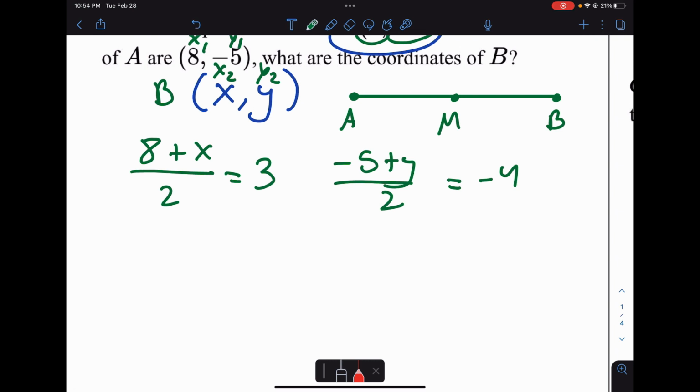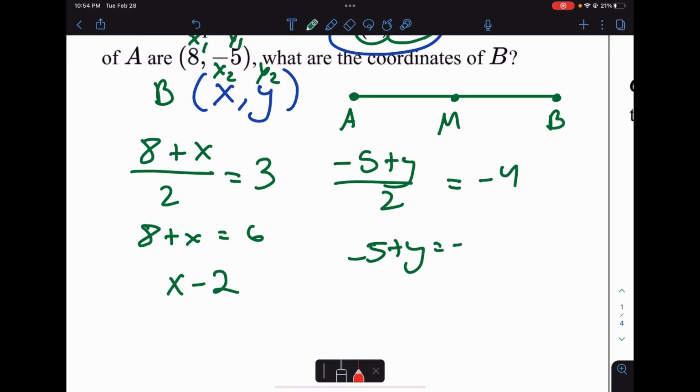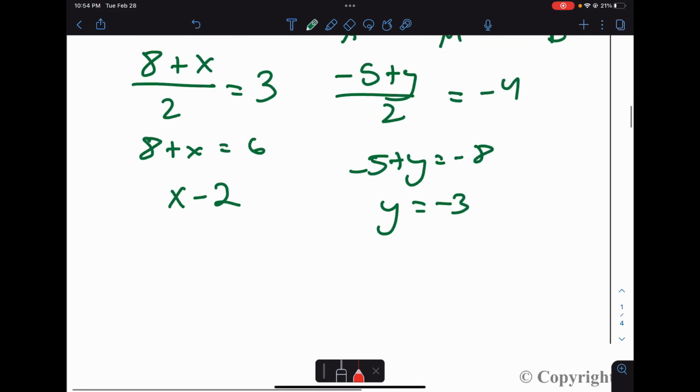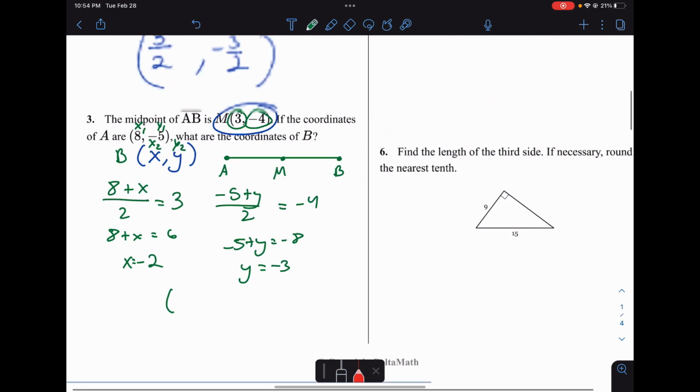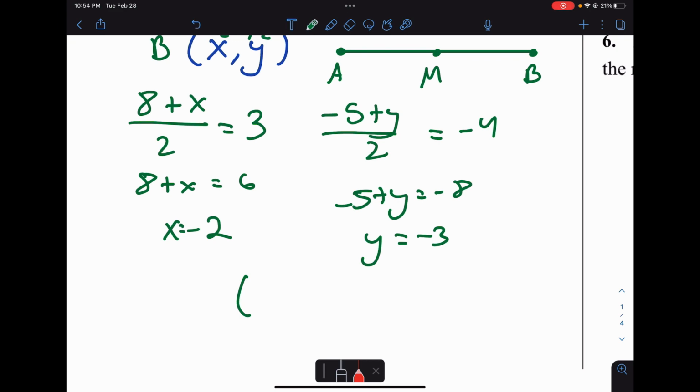So I'm going to multiply both sides by 2 here, and I get 8 plus x equals 6. I get that x is negative 2. And then I'm going to get negative 5 plus y equals negative 8. I get y equals negative 3. So the coordinates of B, which is my second endpoint here, is going to be negative 2 and negative 3.